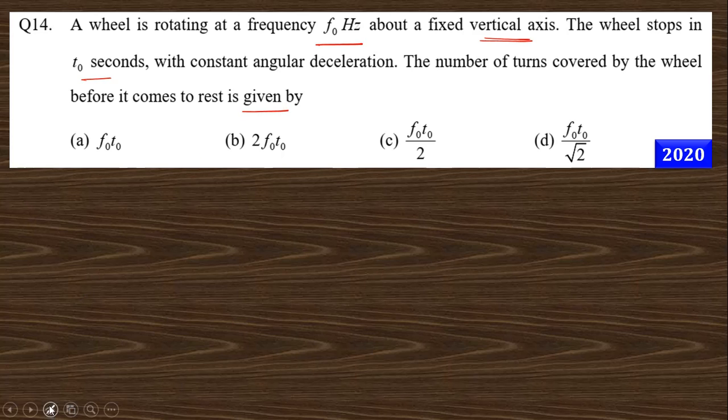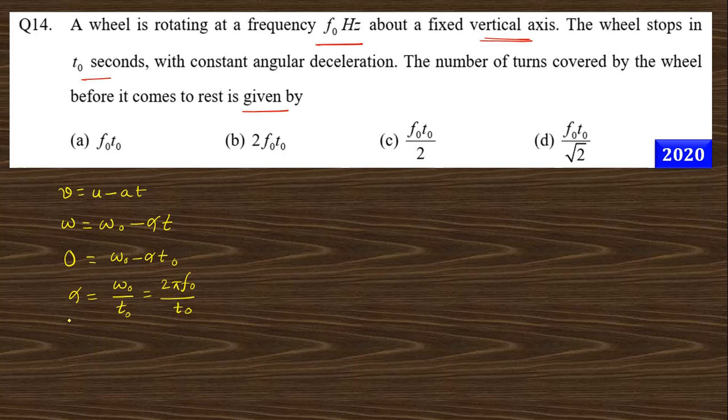For that we can use the formula v equals u minus at, which is the formula for linear motion. In the case of angular motion, this is omega equals omega 0 minus alpha t. The final omega is 0, so omega 0 minus alpha t0 equals 0. So alpha is nothing but omega 0 by t0, and omega 0 can be written as 2 pi f0. This is the angular frequency, and alpha is the angular deceleration.